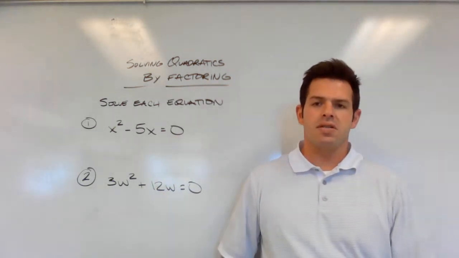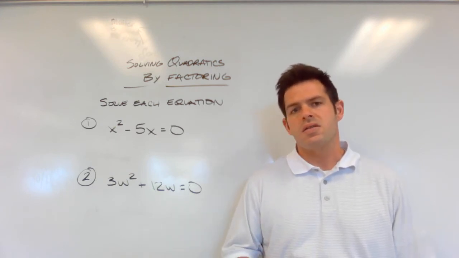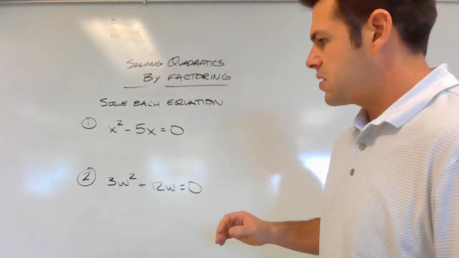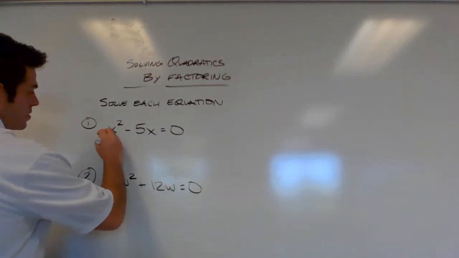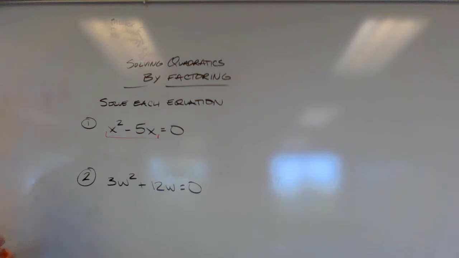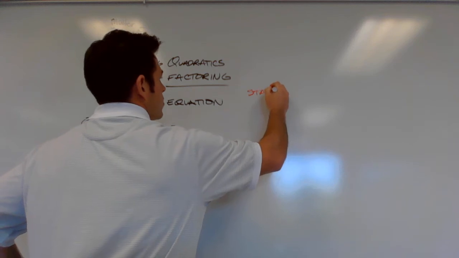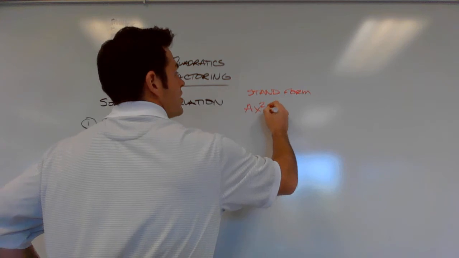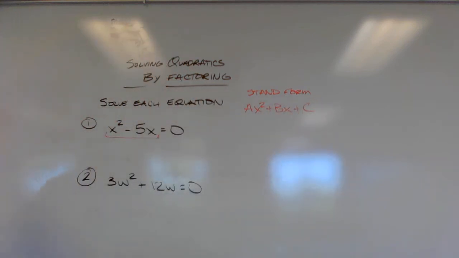I want to solve these equations. And before I do that, I want to point out that they are in standard form. When I'm talking about standard form, I'm talking about just the left side of the equation, the side that does not include the equal to 0. So right here I have x squared minus 5x. Now remember, when it comes to standard form, we know standard form to be ax squared plus bx plus c. That's something that we had in the last unit.